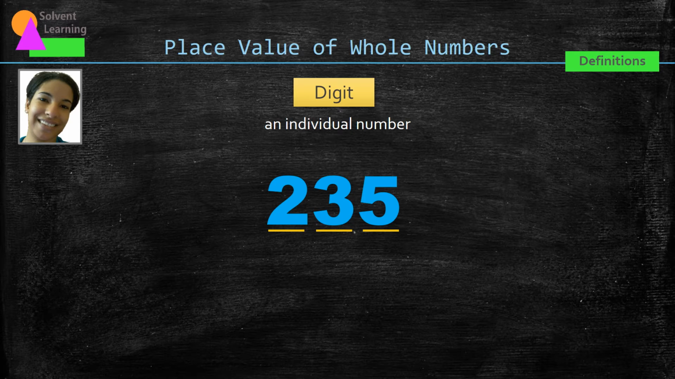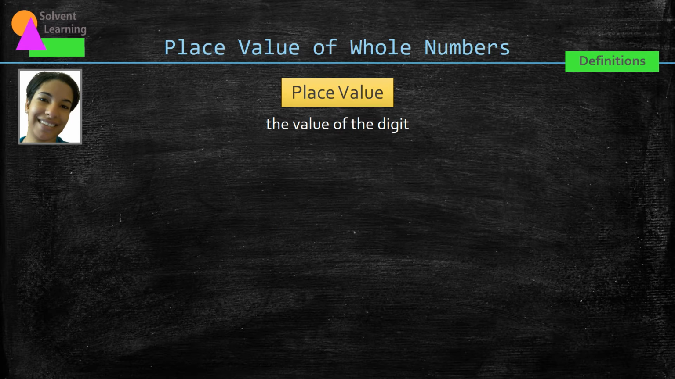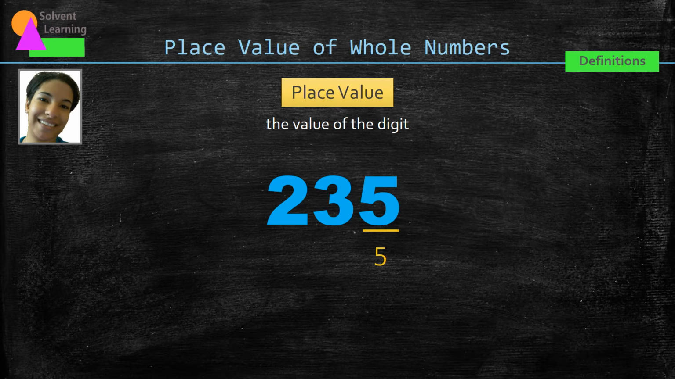Now, each digit in a number has a different value. The place value is the value of the digit, and each digit has a different value depending on where it is in the number. In the number 235, the 5 has a value of 5, but the 3 is in a different position. It has a value of 30, and the 2 has a value of 200.